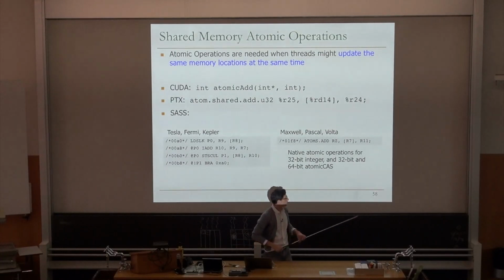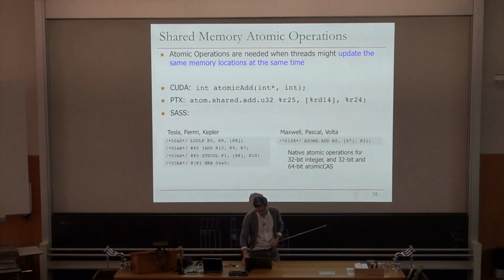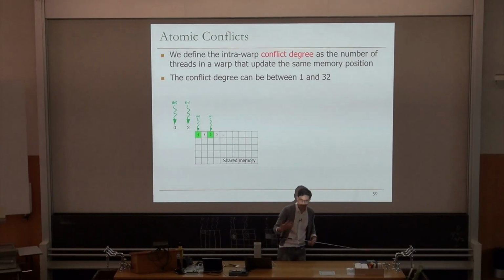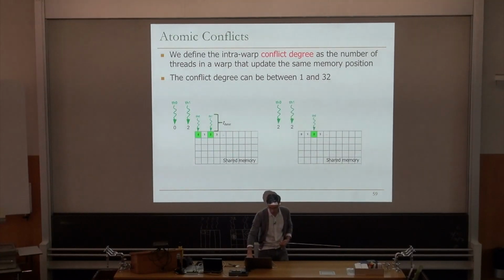Much more efficient in newer architectures. But still, in both cases, there are atomic conflicts that might happen, and we can define a conflict degree, same as we were talking about bank conflicts before. Now we could talk about atomic conflicts.